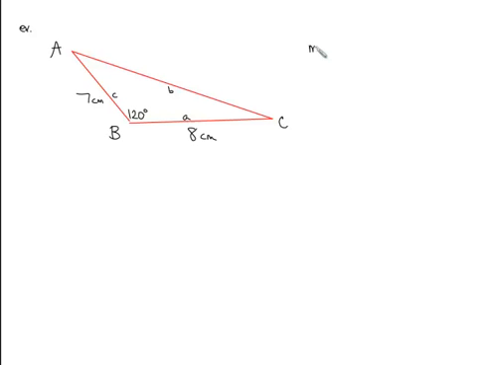So, measure of angle A equals, measure of angle B equals, measure of angle C equals. And then we have little a, little b, little c. We know that this guy is 7 centimeters. We know that this guy is 8 centimeters. We know that this one is 120 degrees. We need to find the 3 missing pieces of the triangle.